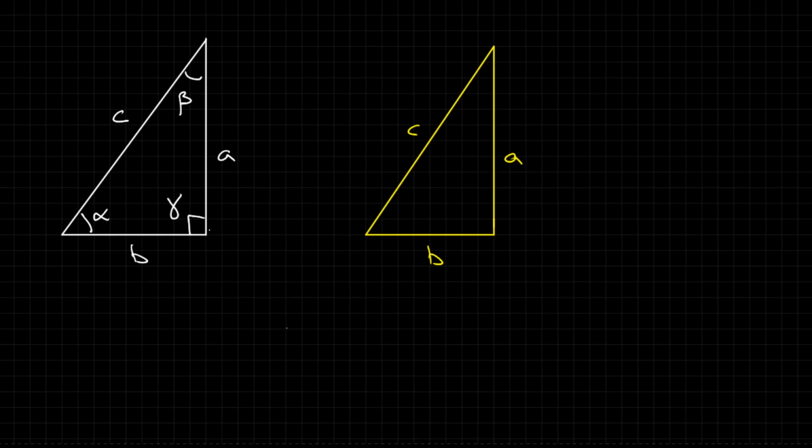It's 90 degrees. In some texts, what you'll see is that they give the notation of capital Roman letters for angles. So capital A, capital B, and then this is a right angle, but if I were to label it, it would be capital C.